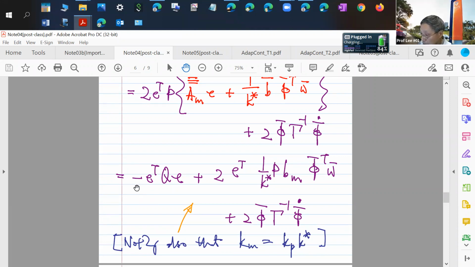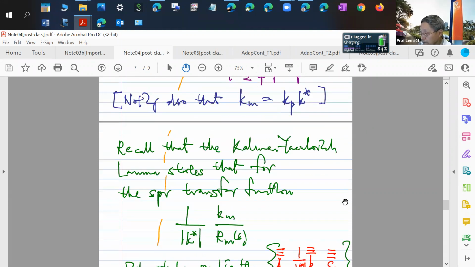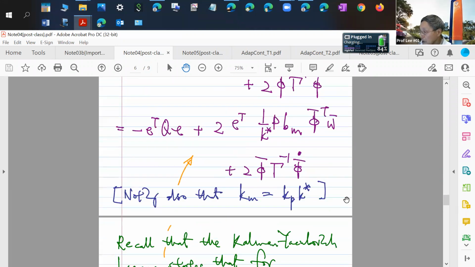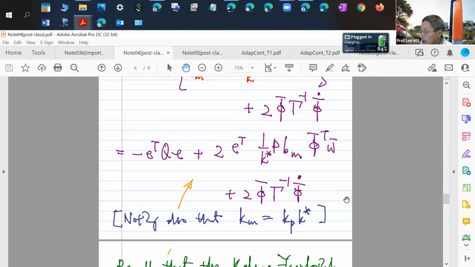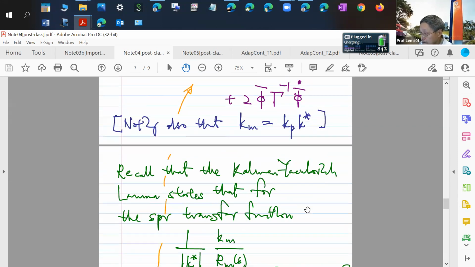Now minus E transpose QE is down there. That part is sign definite. It is that part that we want. So we still are left with this second part. Let's carefully check this second part down here. Sorry, I should have put triple bar. This is BM triple bar, but there's the multiplier down there, 1 over K star BM triple bar.